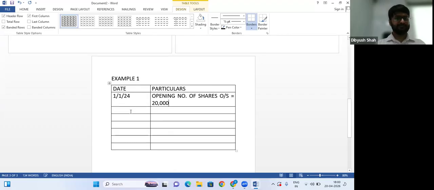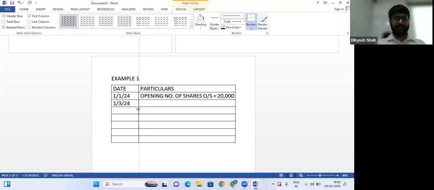20,000. On 1st of March, this company goes ahead in the market and issues 8,000 new shares. On 1st of July, the company repurchased 2,500 shares, which were held as treasury stock.